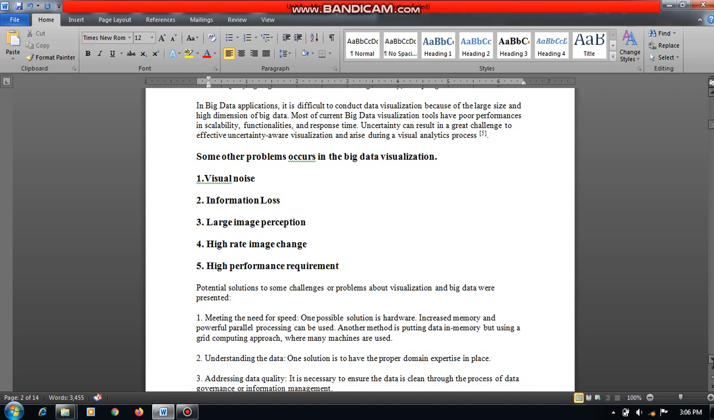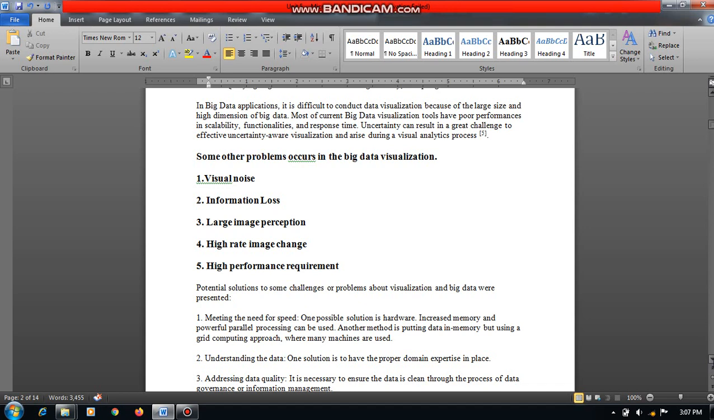intensity or the display. High rate of image change is defined as the intensity of your device and high performance requirement. It can hardly be noticed in static visualizations because of the low visualization speed required. So with higher performance requirements, as per the requirement, this data cannot be converted with the desired intensity.